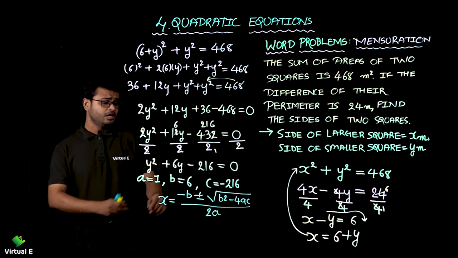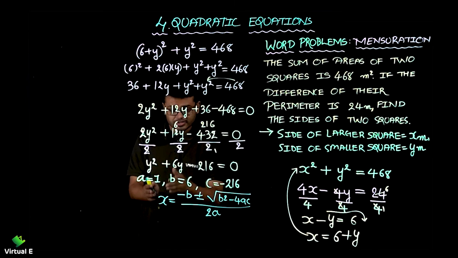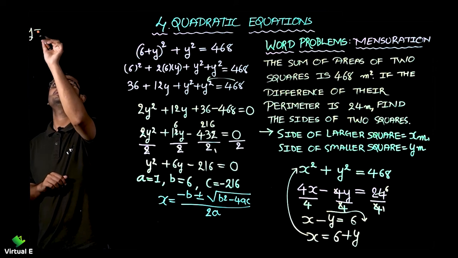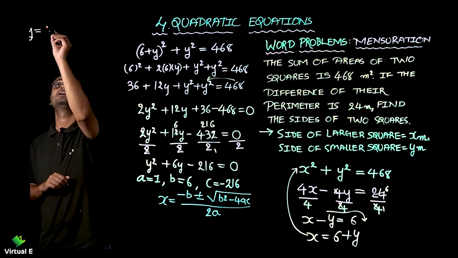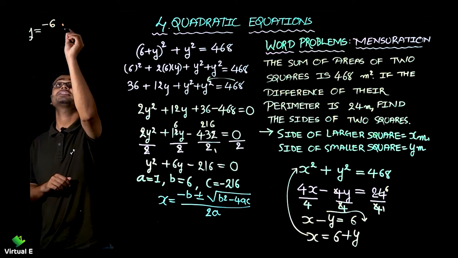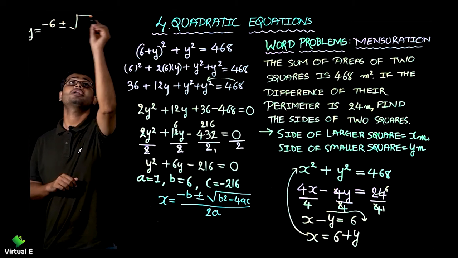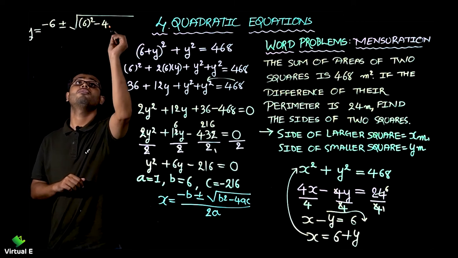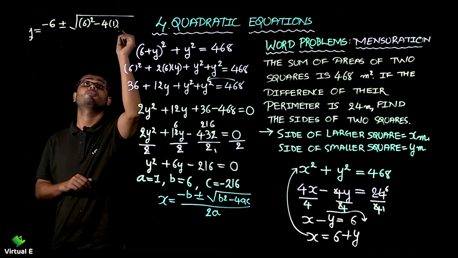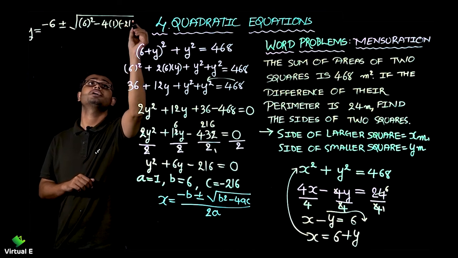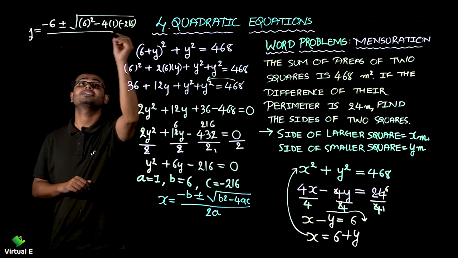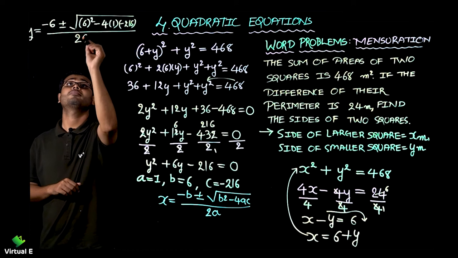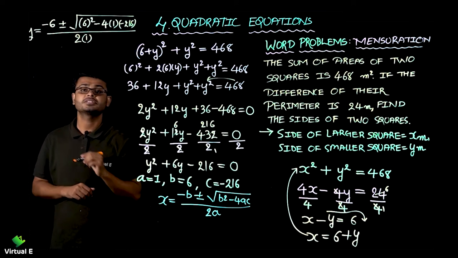Simple. Now we are going to substitute values of a, b, c into the formula. So here y is equal to, what is the value of b? It is minus 6 plus or minus square root of b square. It is a square of 6 minus 4. What is the value of a? 1. What is the value of c? Minus 216. Do not forget the signs over here. Minus, it will give you wrong answer otherwise. And 2a in denominator. 2 into 1, simple.